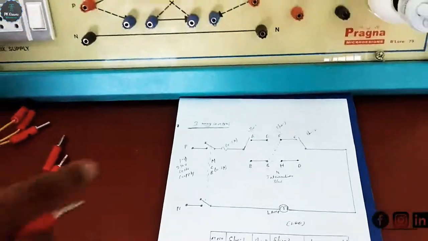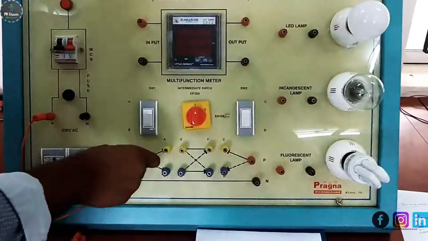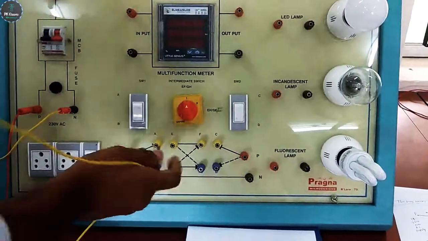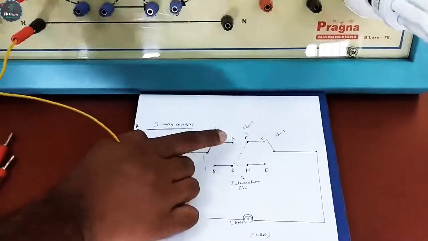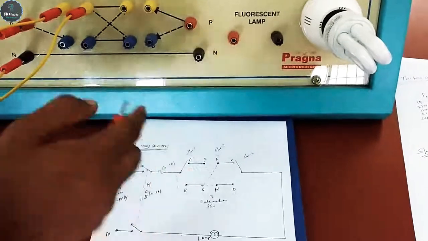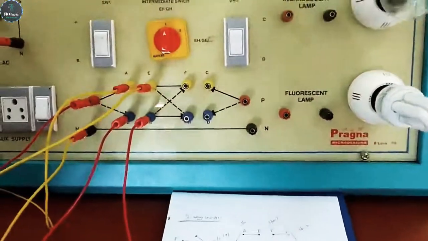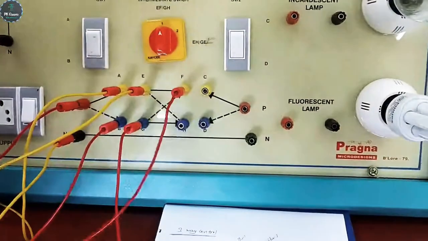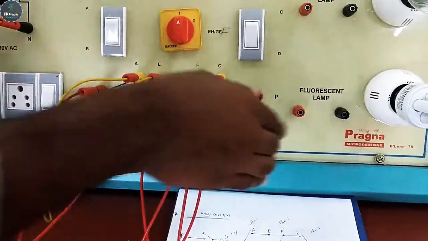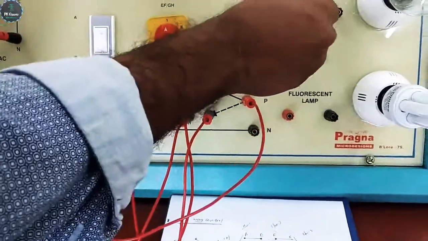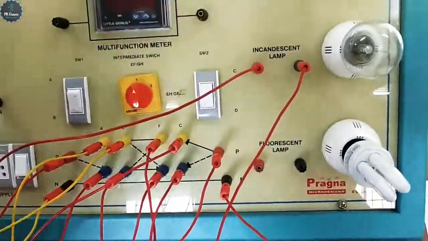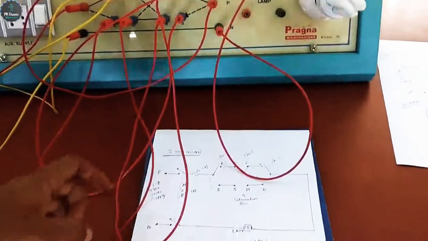So, let's start the connection. Phase to phase and neutral to neutral. See the circuit diagram: A is connected to E. B is connected to G. F is connected to C, and H is connected to D. Then phase to phase of any lamp, and neutral to neutral of any lamp. You can choose any one lamp. The circuit connection is over, so let's start the experiment.